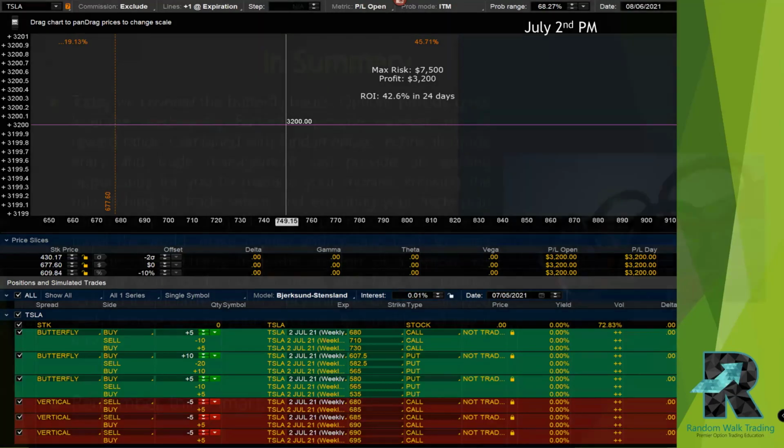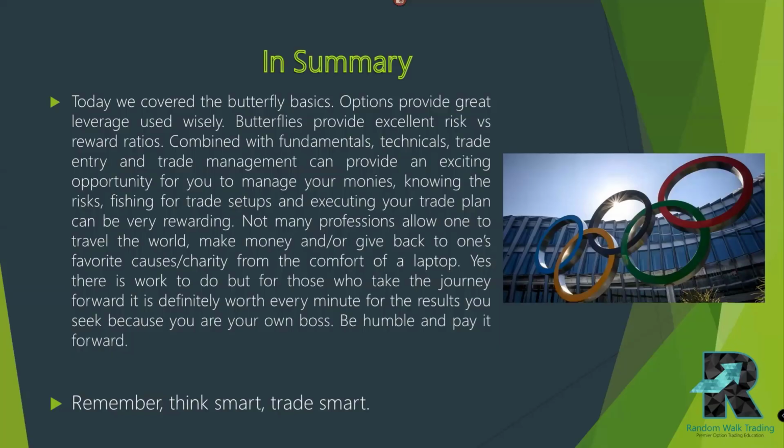So in summary, like I said, we just covered some of the basics of butterflies and the different types of butterflies. Options give you a great leverage if you use it wisely. We typically don't do anything naked. Butterflies provide a good risk reward, and we combine that with fundamentals, technicals, like I said, moving averages, big on price action, volume, pattern recognition, that type of thing.